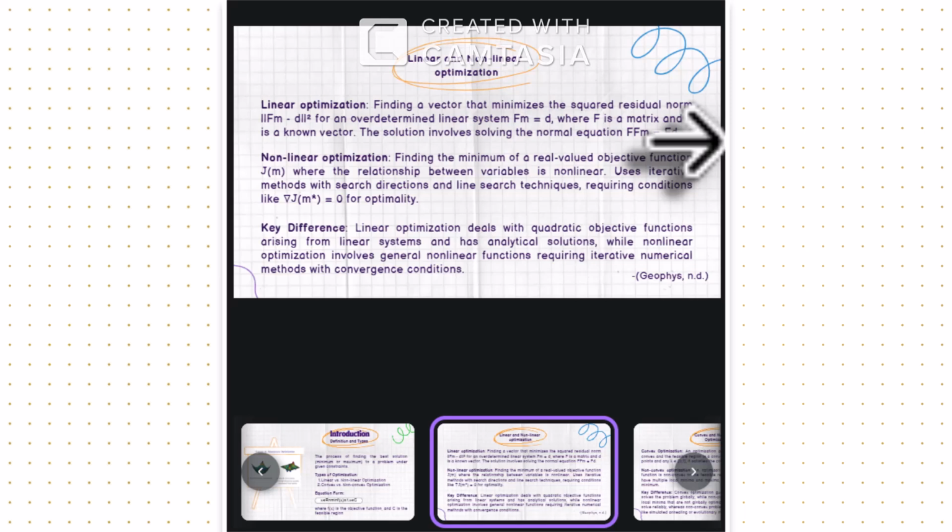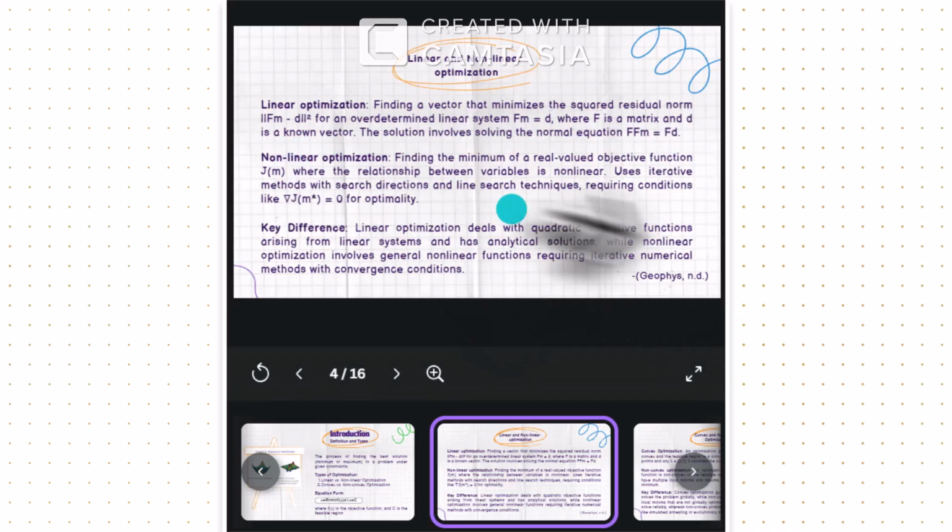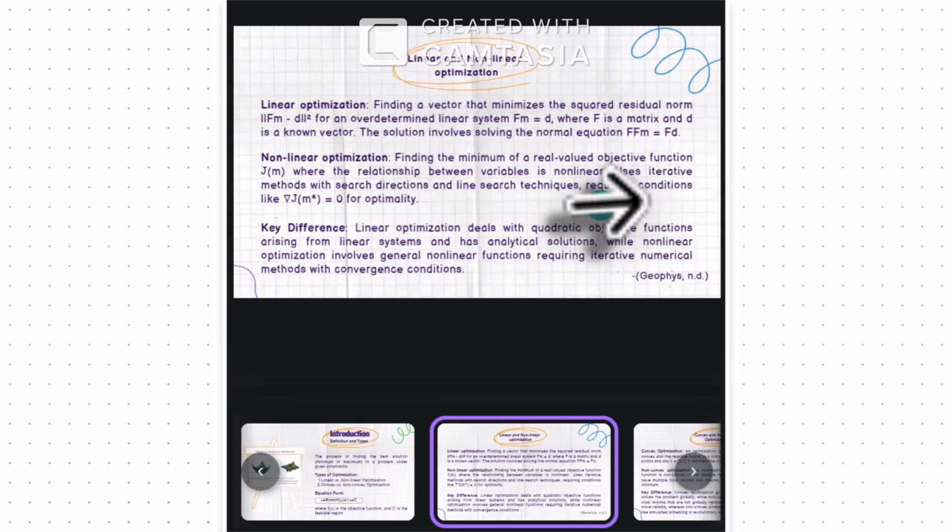The solution to this minimization problem is obtained by solving the equation called the normal equations, which is represented as F transpose times F times m equals F transpose times d. Now, talking about nonlinear optimization, either the objective function or the constraints, or sometimes both, are nonlinear.